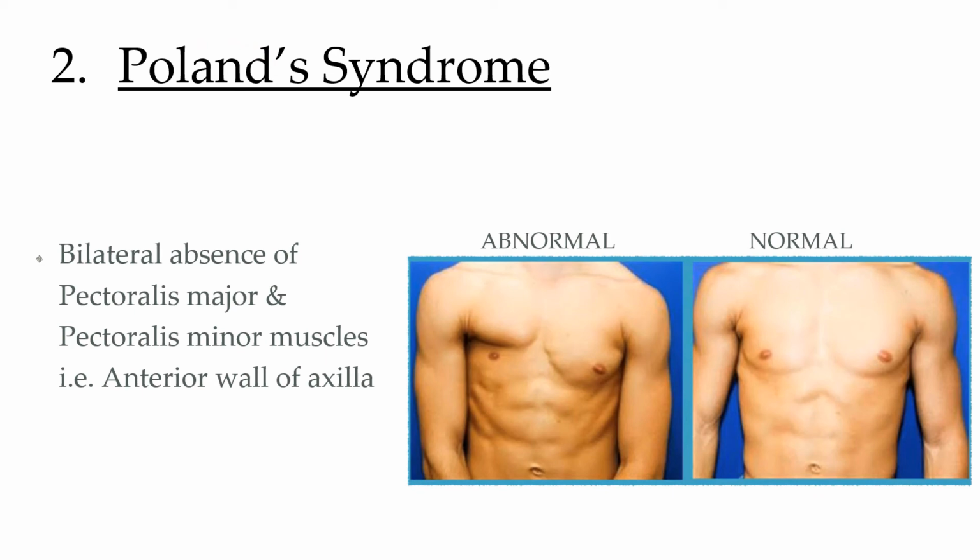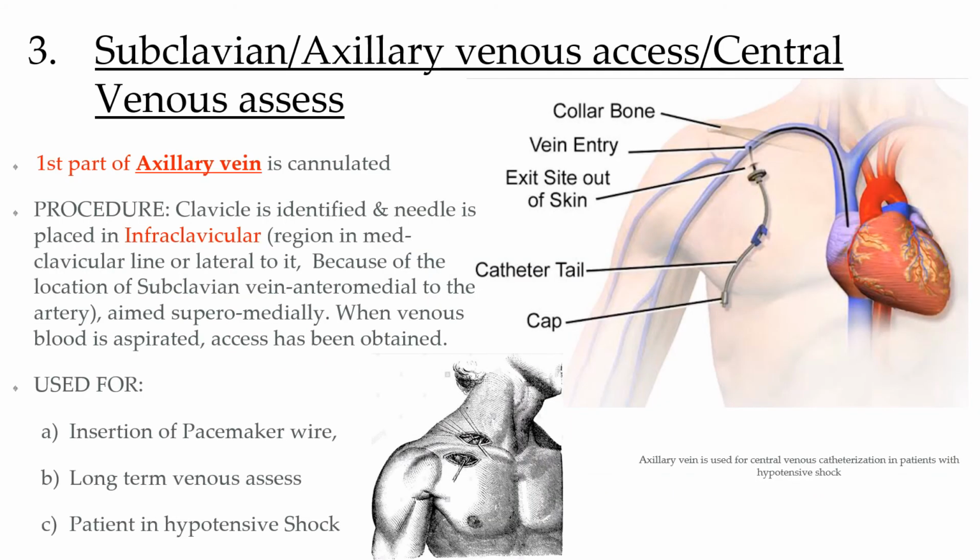In cases with hypotensive shock, when a peripheral vein cannot be accessed for intravenous infusions, the axillary vein is the vein of choice for cannulation, and specifically the first part of the axillary vein is used. Now, what is the site where we can access or cannulate this axillary vein?